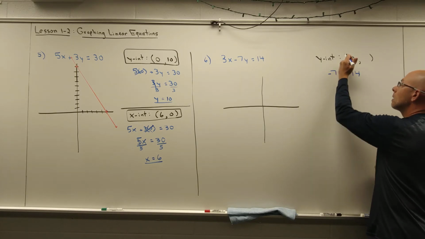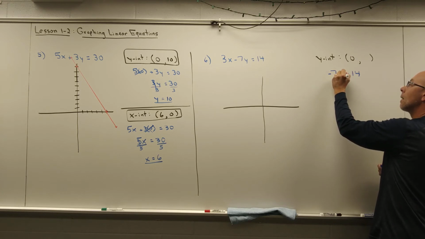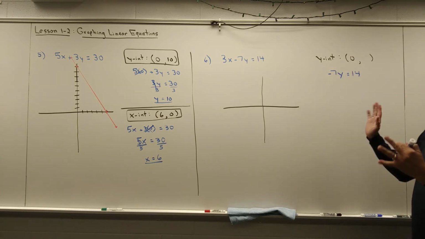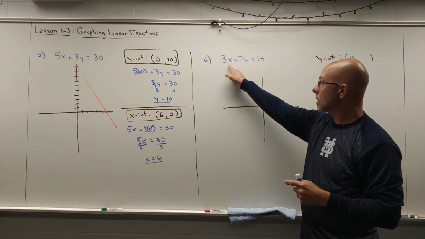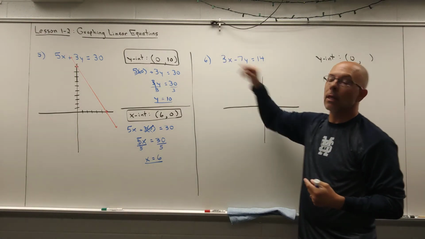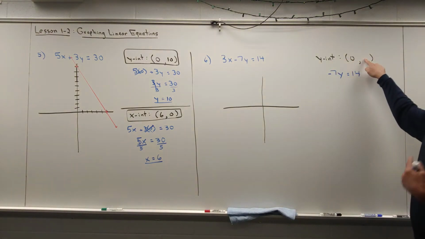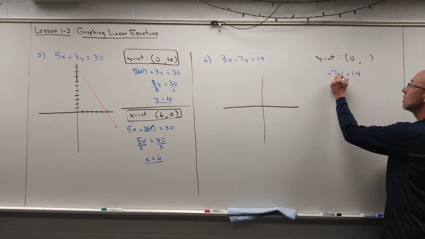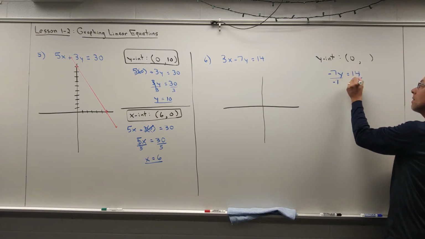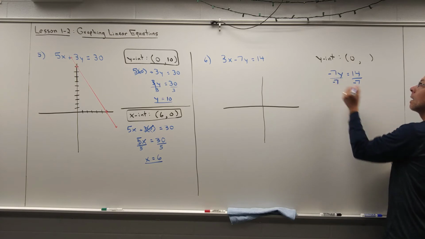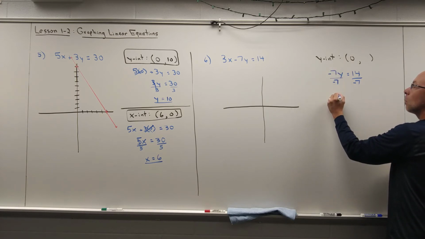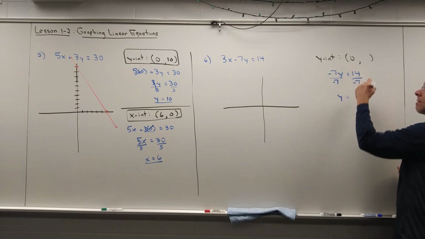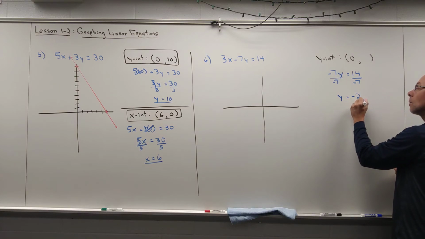Kind of a rough looking y there. Okay. So understand, if I put a 0 there, 3 times 0 is 0, that part's gone. If I just solve this for y, see that's the part that's missing, divide both sides by negative 7, I get y equals 14 divided by negative 7, or negative 2.